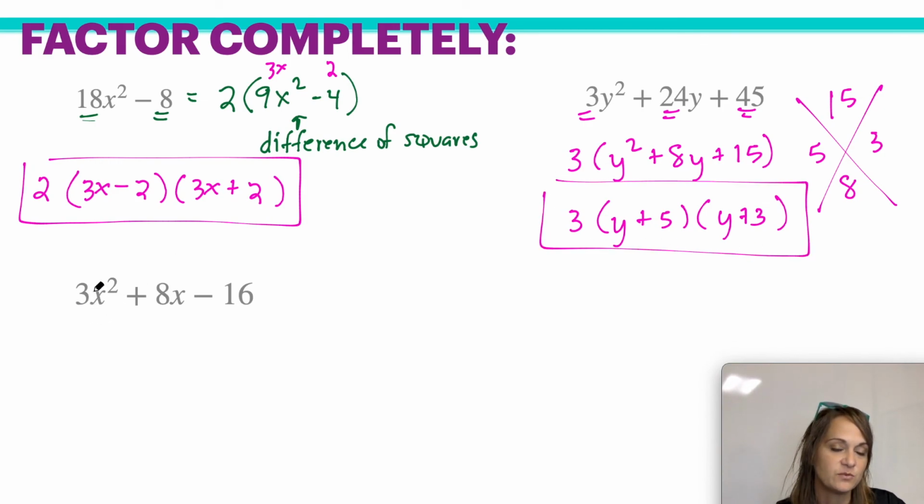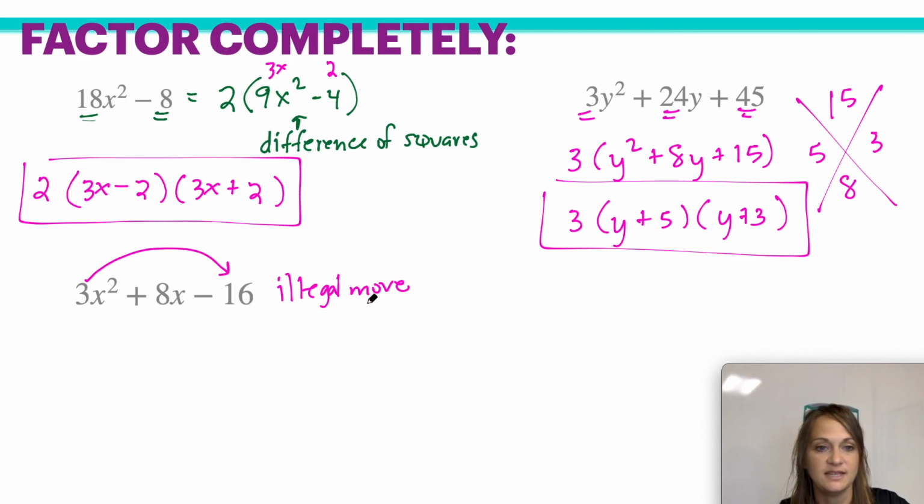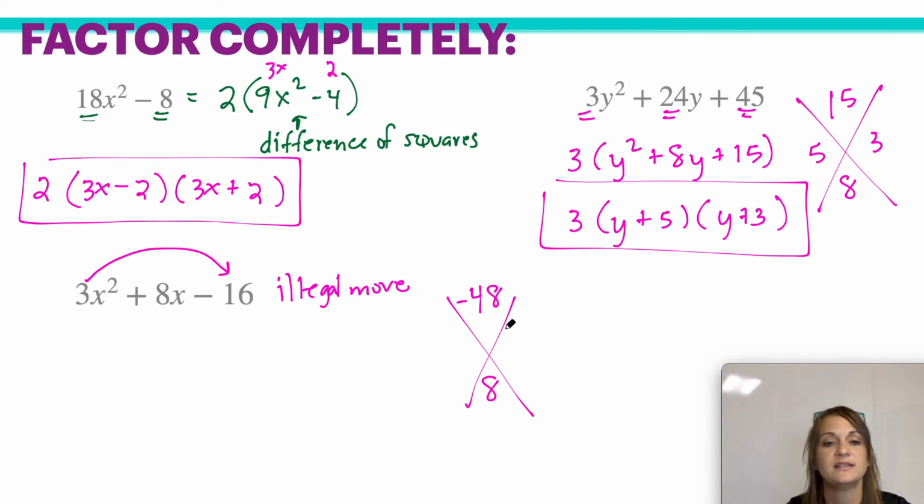Now, in this last one, there's nothing in common. 3 does not go into 8 or 16 for that matter, and so we will have to do the illegal move. So I'm going to multiply 3 times 16 to get negative 48, and then adds to get 8. So what multiplies to give me negative 48 and adds to give me a positive 8? 12 and negative 4, because 12 minus 4 is 8, but 12 times the negative 4 is a negative 48.